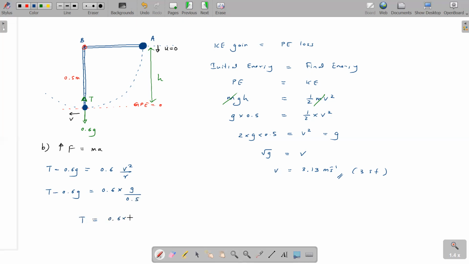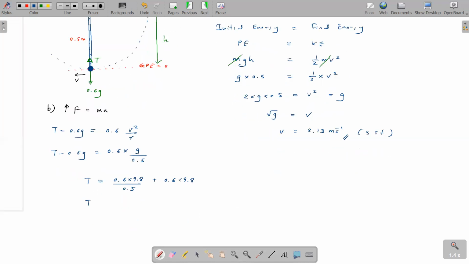So T equals 0.6 into g, 9.8, divided by 0.5, then take the minus 0.6 g to the other side, plus 0.6 into 9.8. You can key the whole thing into the calculator and get the answer for the tension. I think you get 17.64. But when you use g as 9.8, make sure to give the answer to 3 s.f. So it's going to be 17.6 newtons, corrected to 3 s.f. Make sure you mention that you are correcting to 3 s.f.